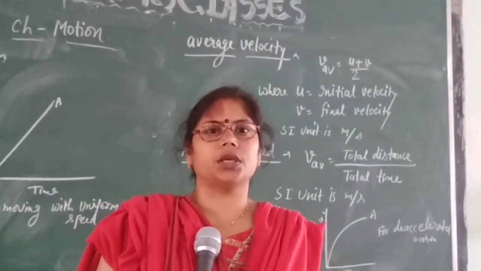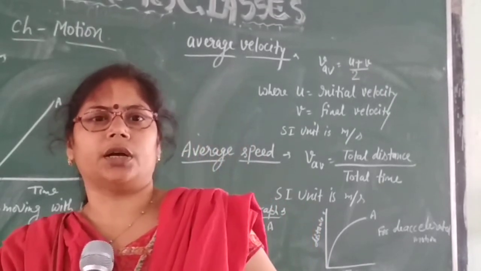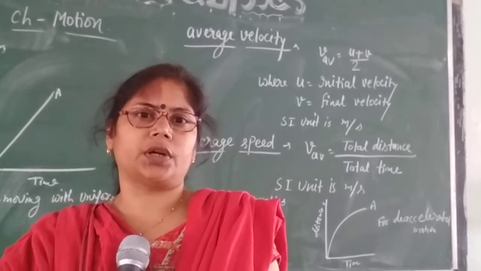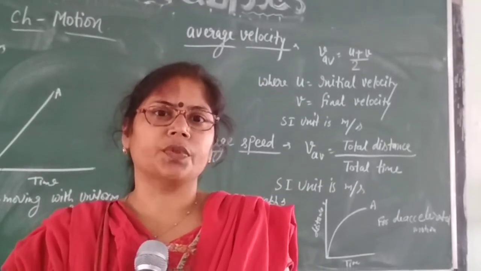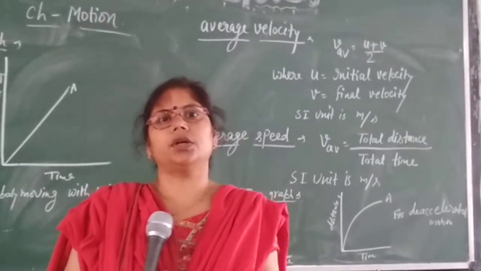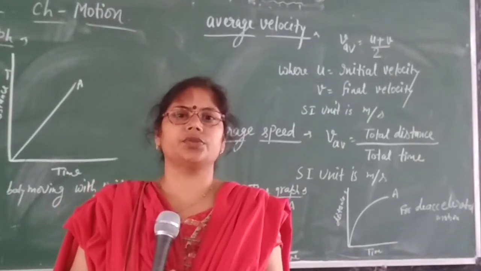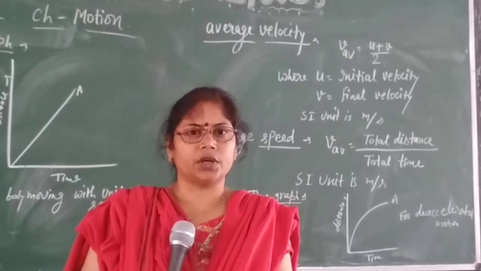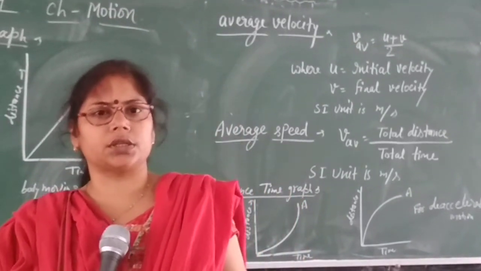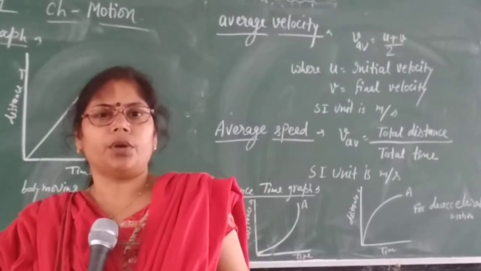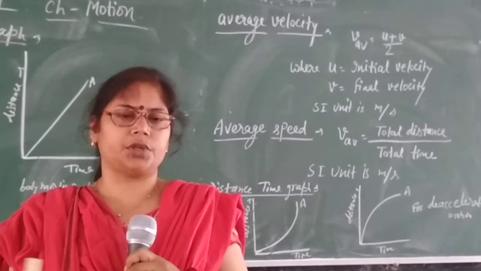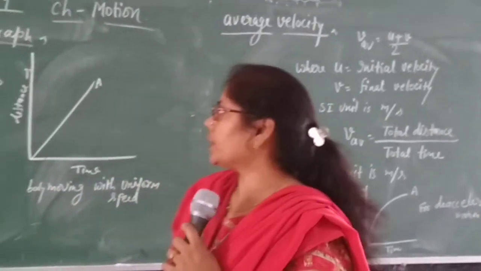Now our next topic is the distance time graph. In this chapter you study two types of graph, the distance time graph and the velocity time graph. In a distance time graph, we plot the graph between distance and time. If the graph is between distance and time, then it is known as a distance time graph. To make distance time graphs, I draw four diagrams here.